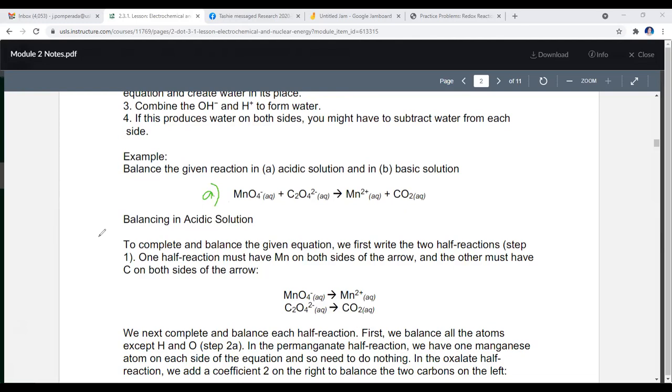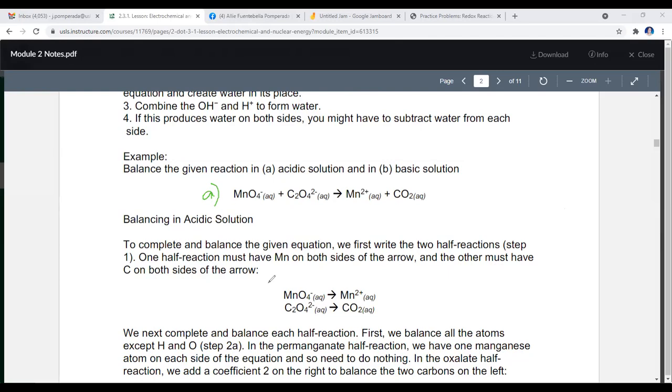Permanganate. This is your permanganate anion, producing the manganese plus two cation and your carbon dioxide gas. So how do we balance in acidic solution? To complete and balance the given equation, we first write the two half reactions. So step one, you write the half reactions. How will you be able to write the half reactions? One half reaction must have manganese on both sides of the arrow, and the other must have the carbon on both sides of the arrow.